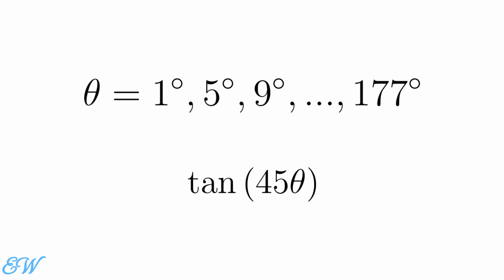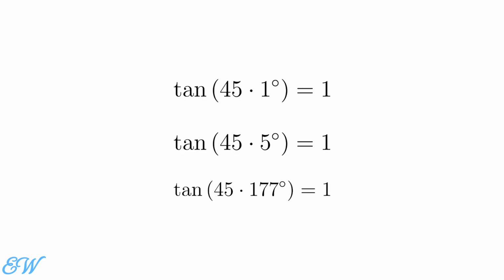So if we take theta equal to 1 degree, 5 degrees, so on, we can think of these as the roots of our function. And since we have 45 terms, so between the interval 0 degrees to 180 degrees, there have to be 45 solutions. Now we can take tan of 45 theta to be the function of our series. So now let's plug in these values and check. So we get tan of 45 times 1 degrees, which is just 1, and the same for 5 degrees and 177 degrees, which means that this is a function that can represent our roots.